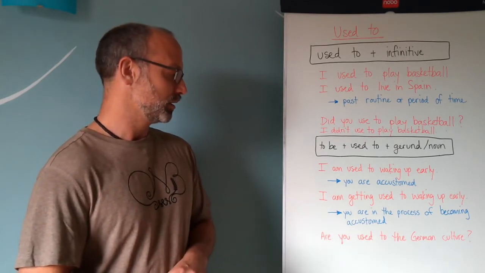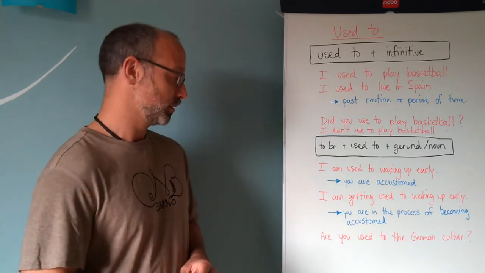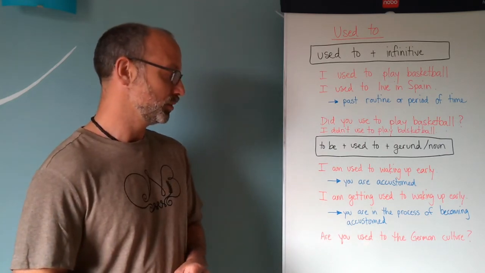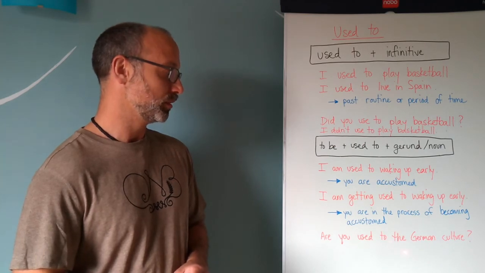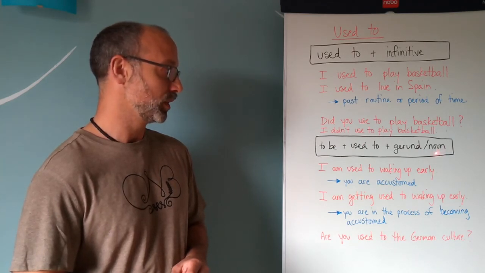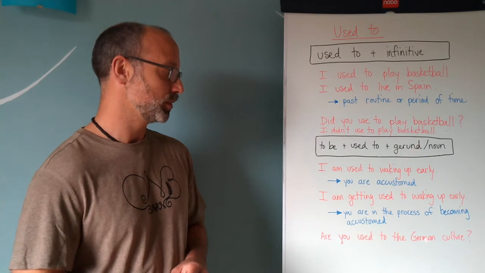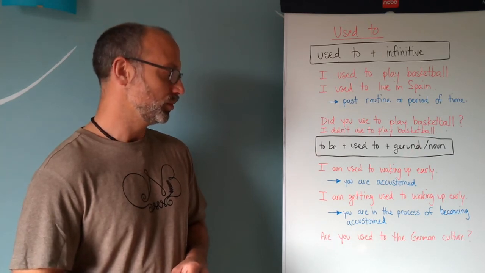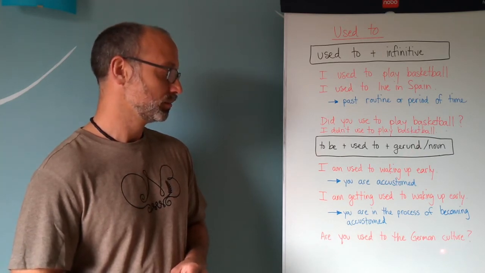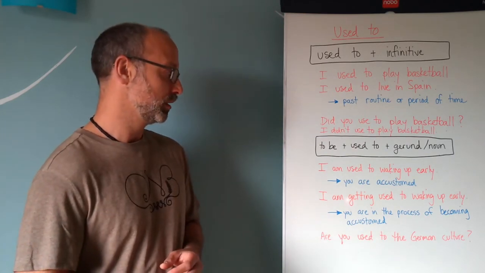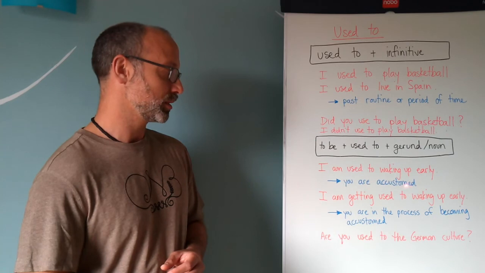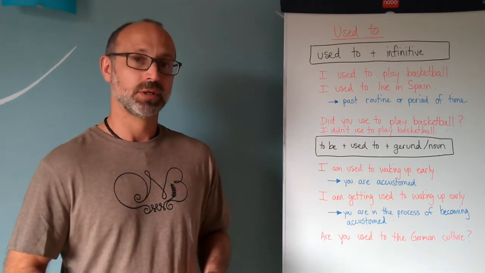And finally, we're going to take a look at a question as well. All right, so "Are you used to the German culture?" All right, here we have an example on the board of a noun. Okay, the other ones I gave you were gerunds, but this is a noun. So, "Are you used to the German culture?" All right, a simple example, I think you probably understand it already. We're just asking if you're accustomed to the German culture, right?